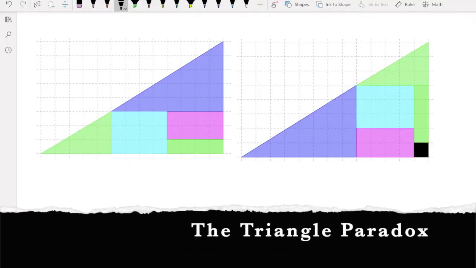Welcome. This is the triangle paradox. This is a really fun one. So, look on the left. There's a triangle, and it's made of 5 different shapes: 2 triangles, 3 rectangles. And then on the right, you have a triangle made of the same 5 shapes.